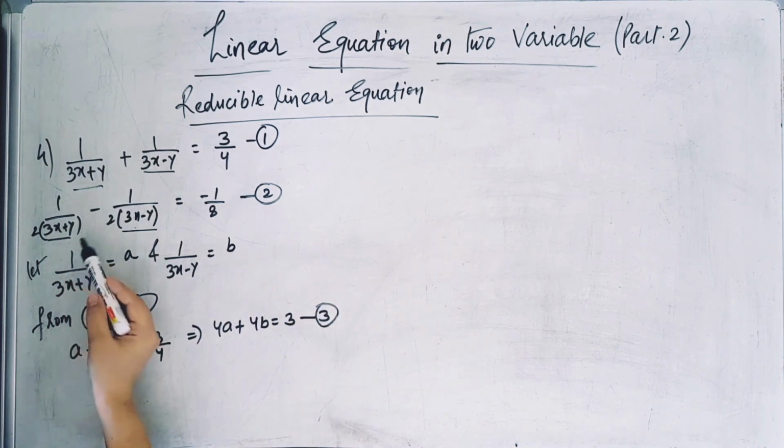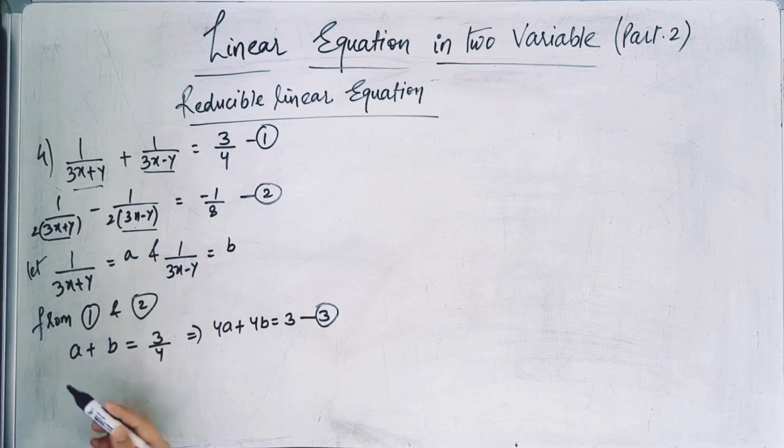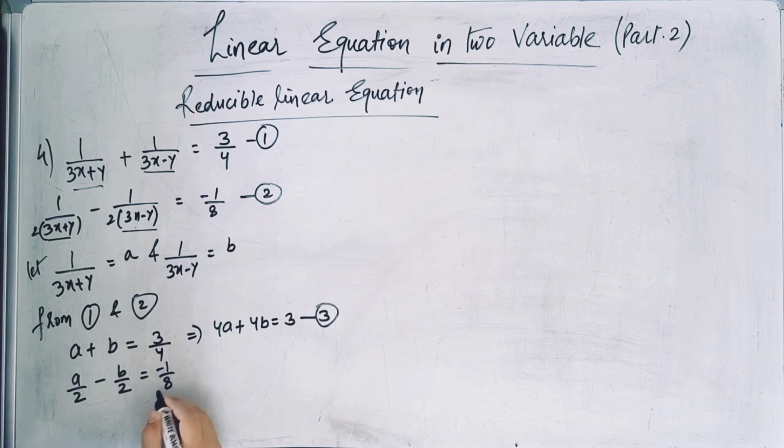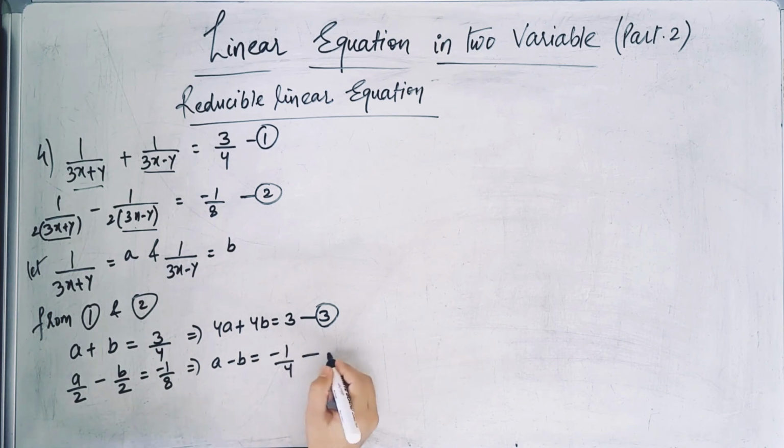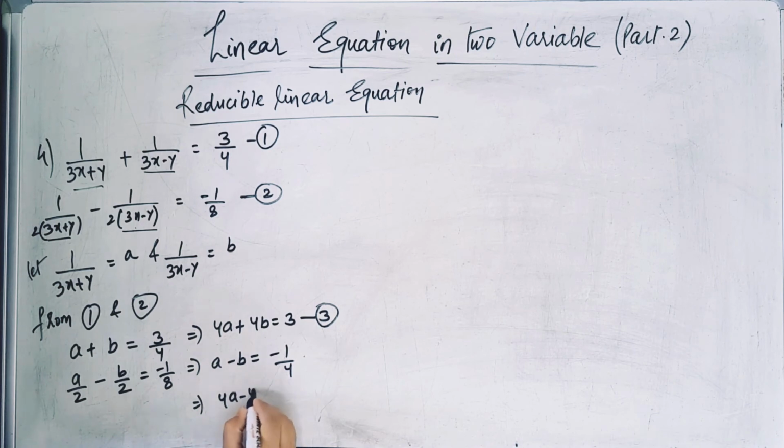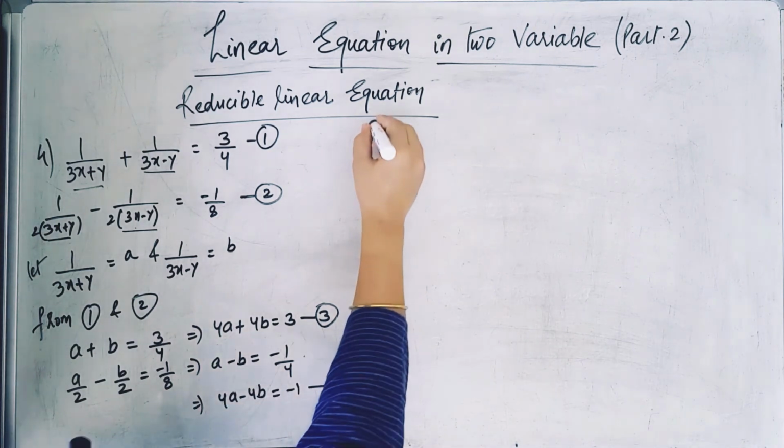Now in the second equation, if we put 1/(3x plus y) to be a, we'll get a by 2 minus b by 2 equals minus 1 by 8. Thus, we'll shift 2 over here, take the LCM, and we'll get minus 2 by 8, that will be minus 1 by 4. And when we solve this equation, we'll get 4a minus 4b equals minus 1. This is equation number 4.